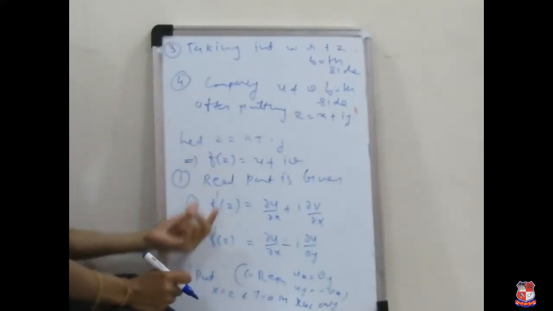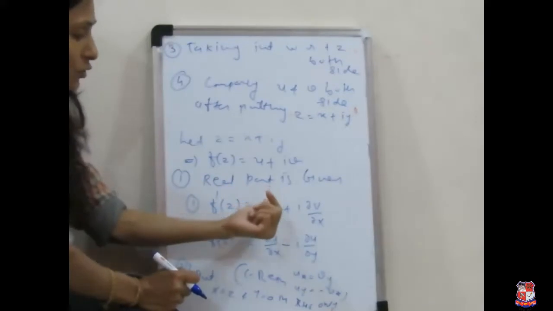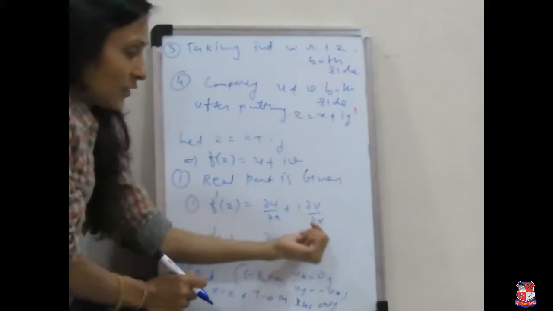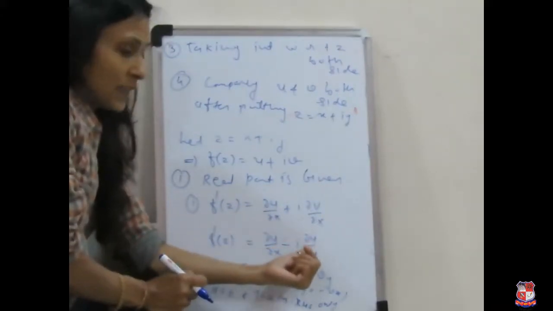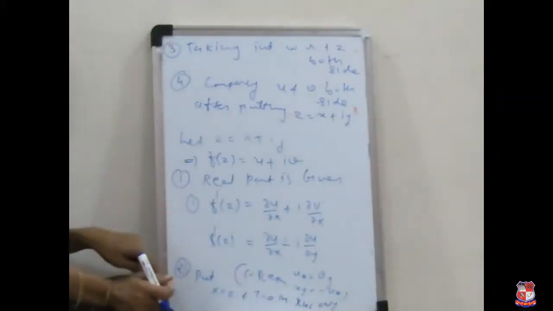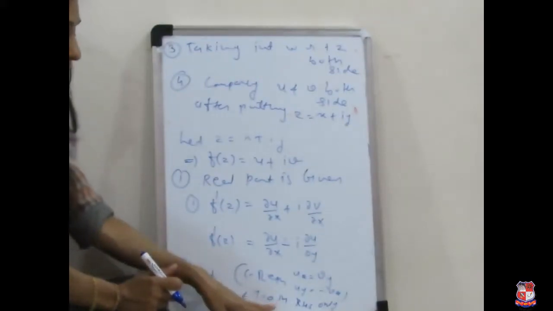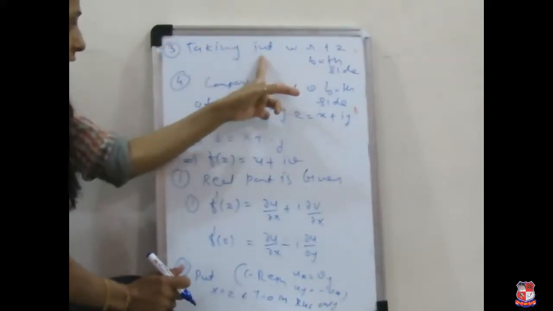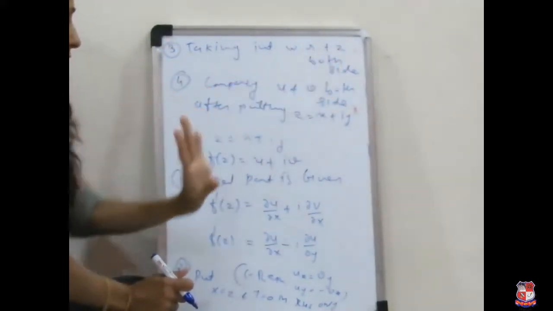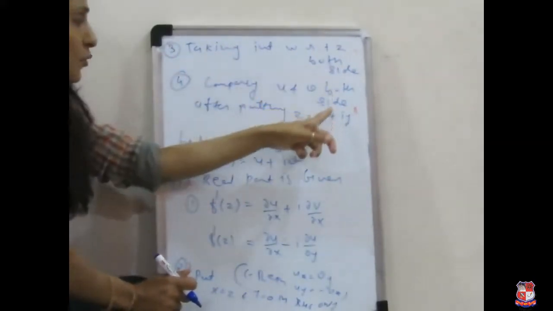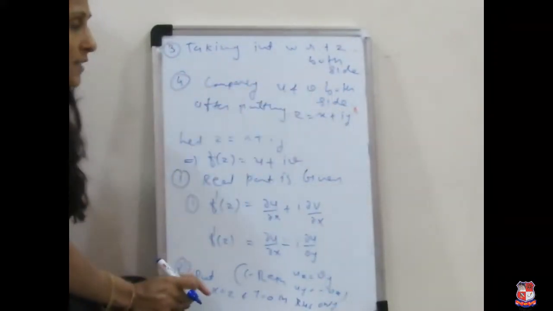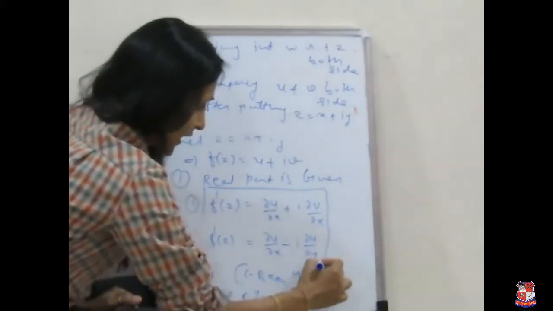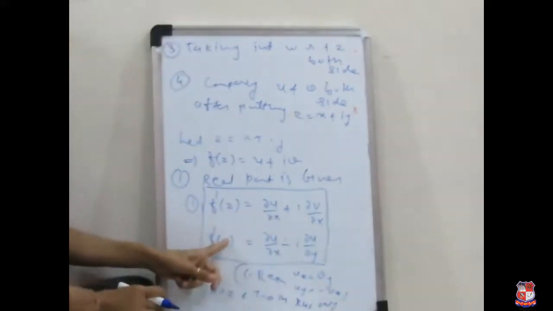Again we solve this. F dash z is equal to del u by del x plus i del v by del x. But we are given u, so we convert Vx in minus Uy using CR equation. Then second step is put x equal to z and y is equal to 0 in RHS only. Then third step is taking integration with respect to z both sides. Fourth, comparing u and v both sides after putting z is equal to x plus iy. You have to remember this formula if we are given a real part.